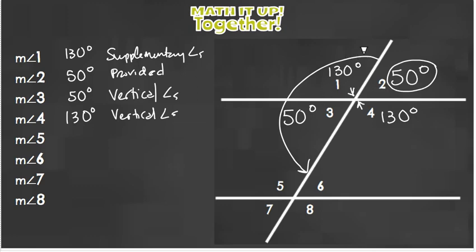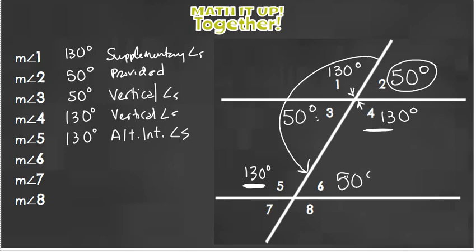So 5, we could use alternate interior here and here. We could use alternate interior to say that these measures are the same. Alternate interior angles. We could use alternate interior angles here as well to say this one is 50. It's 50.